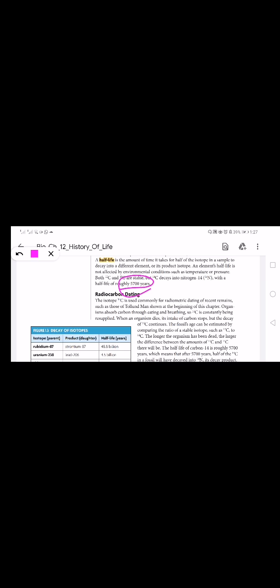5700 years. ف if we have 10 carbon 14 حتى يتحول نصهم اللي هم 5 لنيتروجين بياخذ هذا الكلام معنا قديش 5700 years. تمام. ف 5700 years حتى يتحول معي نص كمية الكربون 14 لنيتروجين 14.